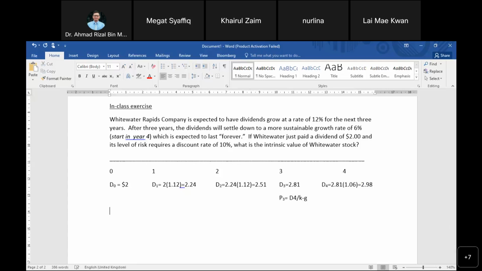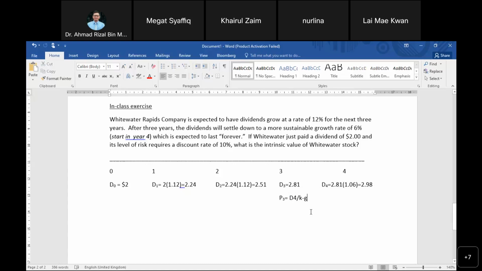We know this because we utilize the Gordon formula, which says that P0 equals D1 divided by K minus G. You need to be able to see this and understand this to solve the question later on. If not, then it's difficult. The basic Gordon is P0 equals D1 divided by K minus G. But to apply this into this context, since year 4 would be the first year that the dividend will start to grow at the constant growth rate forever, then we can find P3.